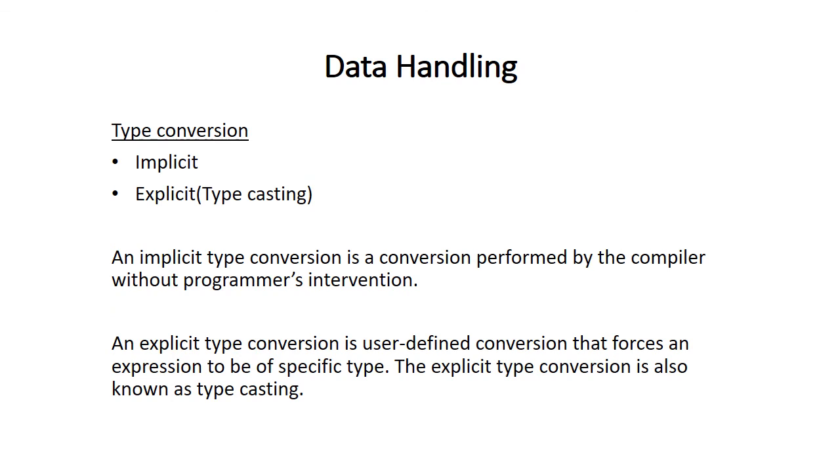Type conversion. There are two types of type conversions: implicit conversion and explicit conversion. An implicit type conversion is a conversion performed by the compiler without the programmer's intervention. An explicit type conversion is a user-defined conversion that forces an expression to be of a specific type. The explicit type conversion is also known as typecasting.